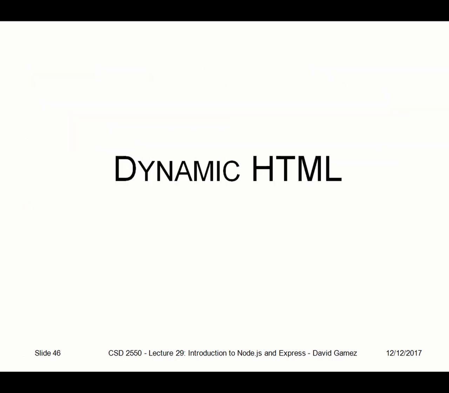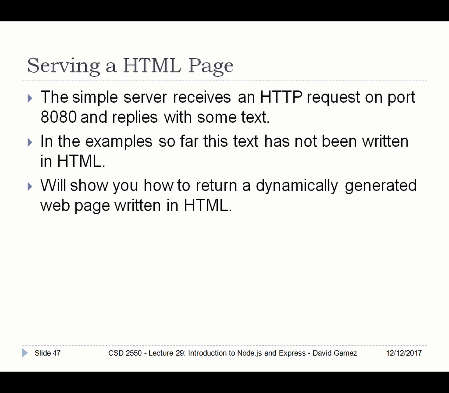Right, so I've explained how we can extract the information about the query string and the path. Now I'm going to give you a very, very simple example of how we can actually serve up one of two web pages depending on the information contained in the query string and the path.